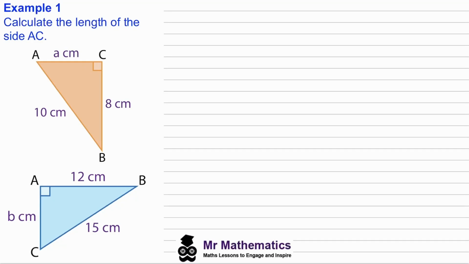Hi everybody. So this is my second video on Pythagoras' theorem. In the last video I showed you how to calculate the hypotenuse. In this video we're going to look at finding a shorter length.